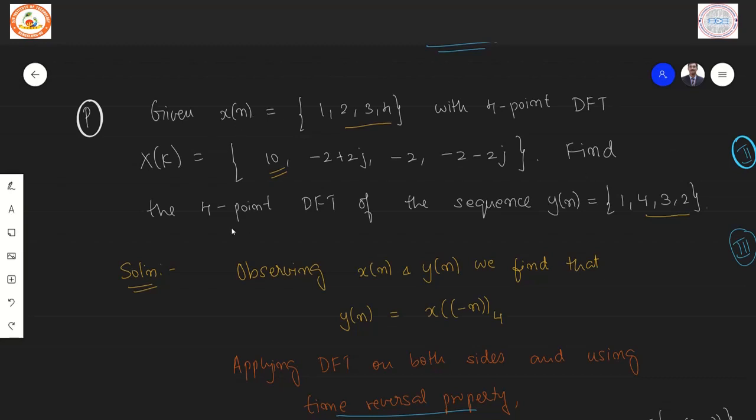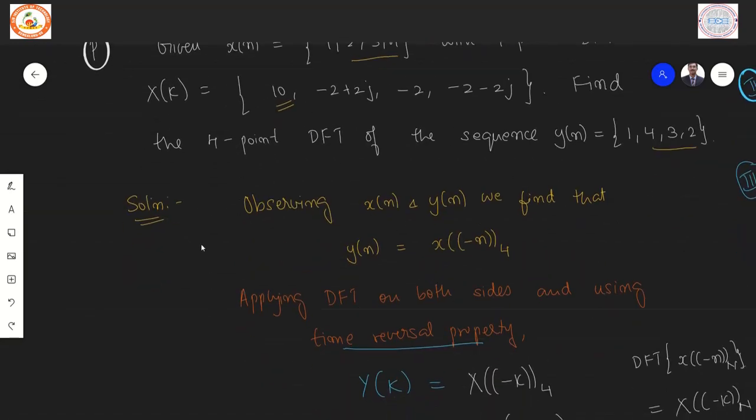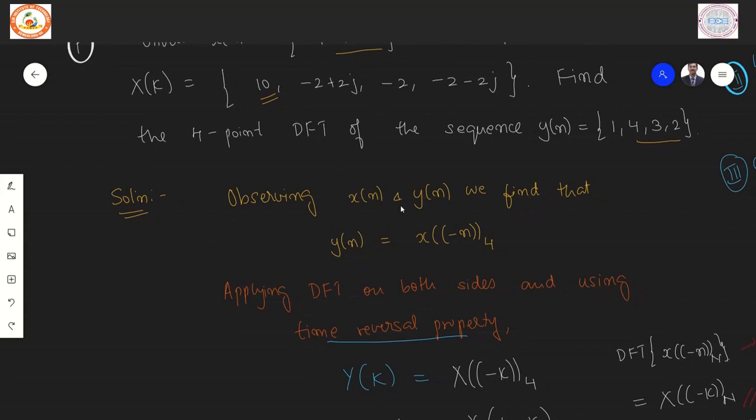They ask you to find the 4-point DFT of the sequence y of n is equal to 1, 4, 3, 2. Here they do not mention which property to use, but carefully observing the two sequences, we can make out that the first point is the same, 1 and 1, and the rest of the sequence is written in reverse. So we can clearly identify that y of n is a time-reversed version of x of n. Therefore, in the solution, we find that y of n equals x of minus n mod 4.